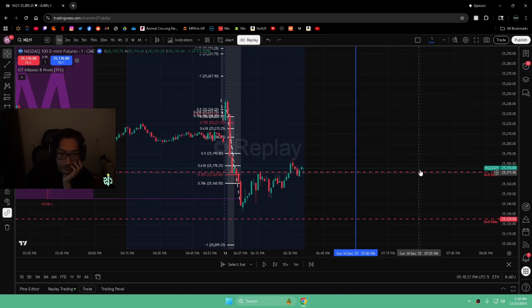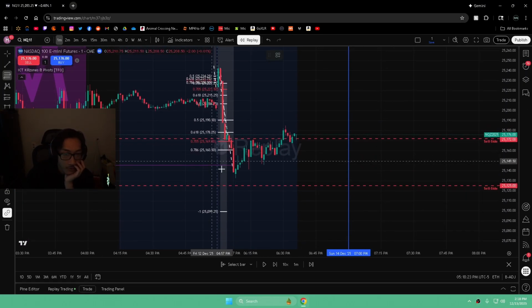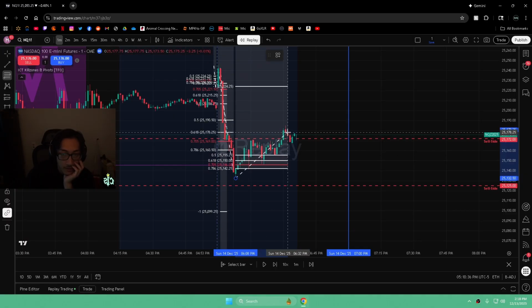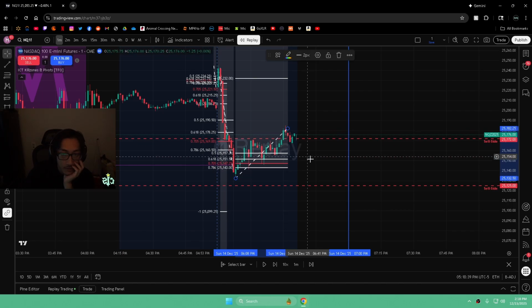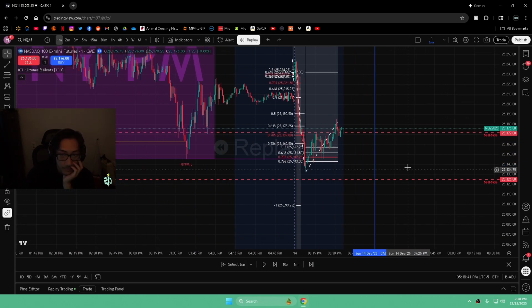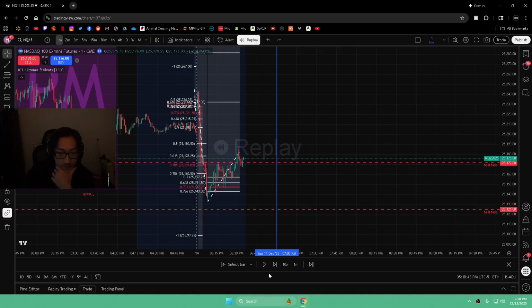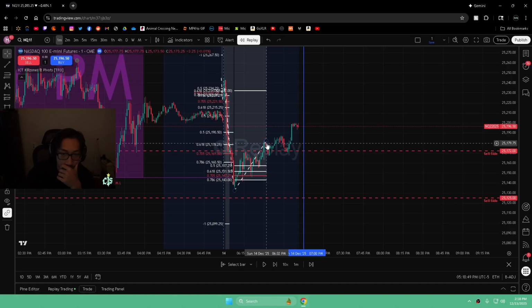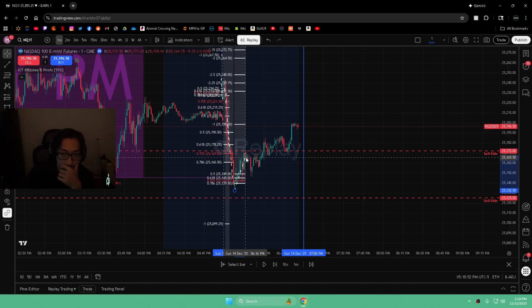Now, we could also draw our OTE zone from wick to wick when it breaks structure, which would be, I believe, this one. Okay, let's see. So I got to get better at figuring out where the OTE is. It might just be this one, actually.